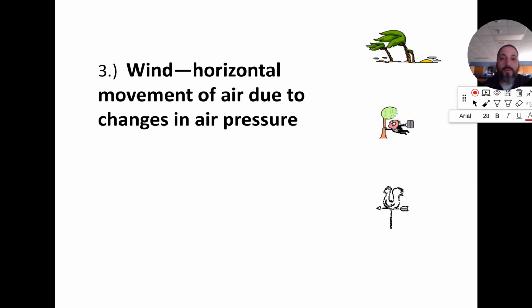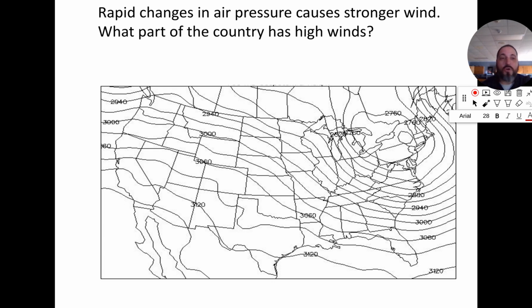All right, let's talk about wind for a second. Wind is the horizontal movement of air due to changes in pressure. Because of pressure changes, our air is going to move from one place to the other. Rapid changes are going to cause stronger winds. The bigger the pressure difference is between two areas, the faster my wind is going to move.